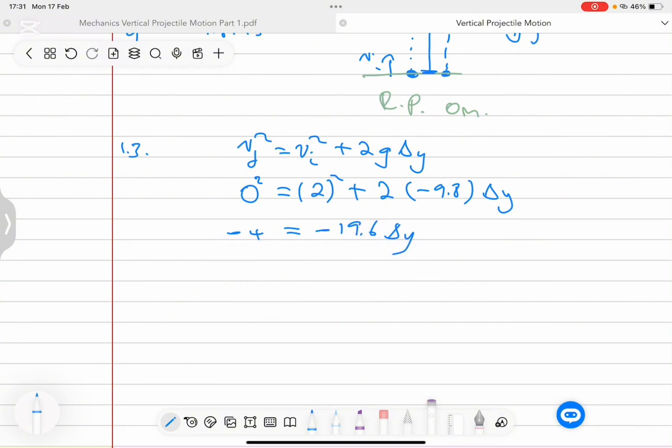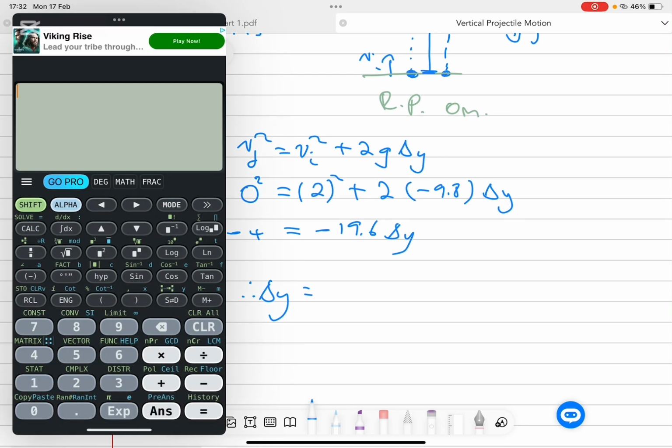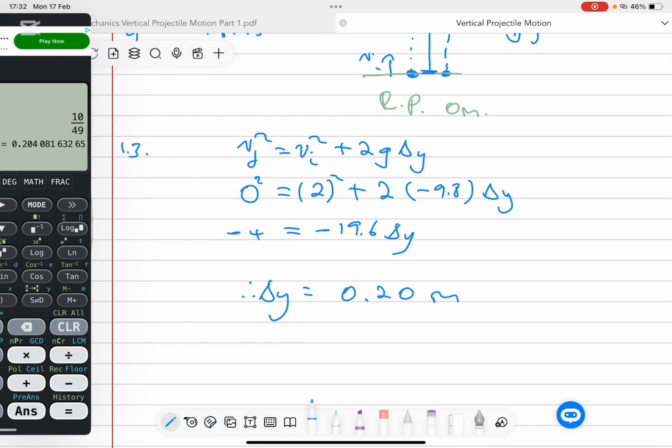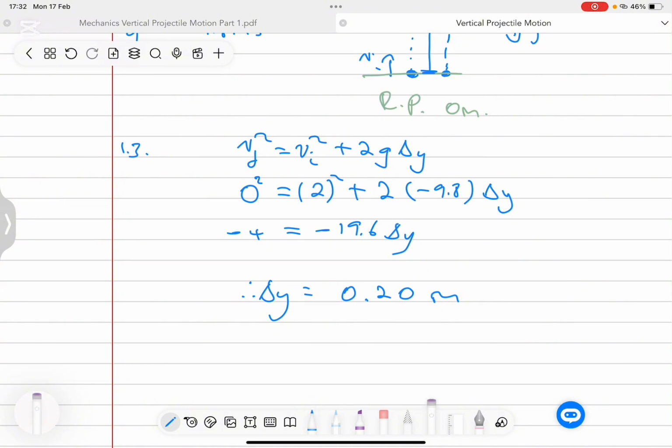Now on my calculator, I'm going to press negative 4 divided by negative 19.6, and this gives me a displacement of 0.20 meters. Now because my displacement came out as a positive number, it means this ball is actually displaced upwards, it is going upwards.